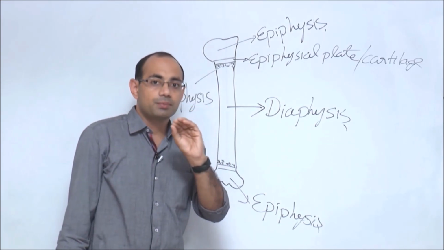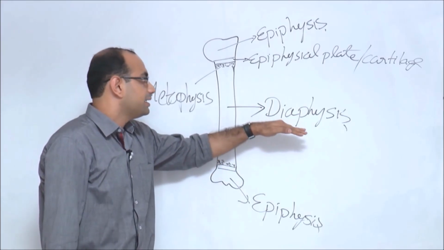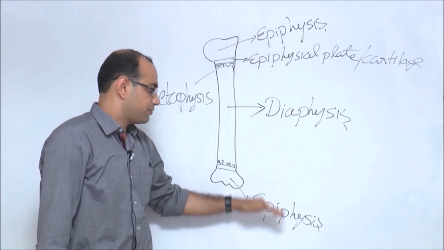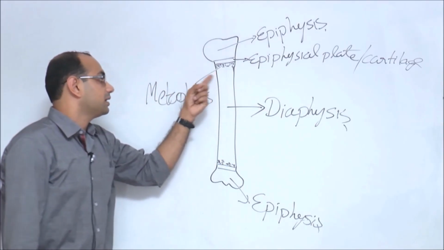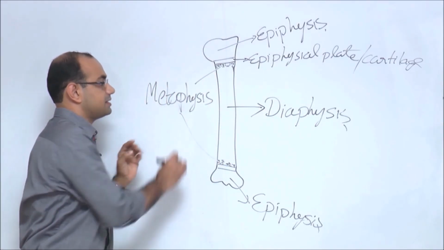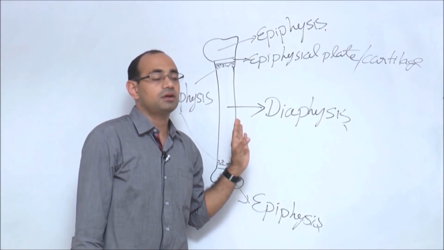So if you are asked about the parts of a long bone, you would say diaphysis, the epiphysis at the end, epiphyseal plate or cartilage, and the metaphysis. Okay, these are the important parts of a long bone.